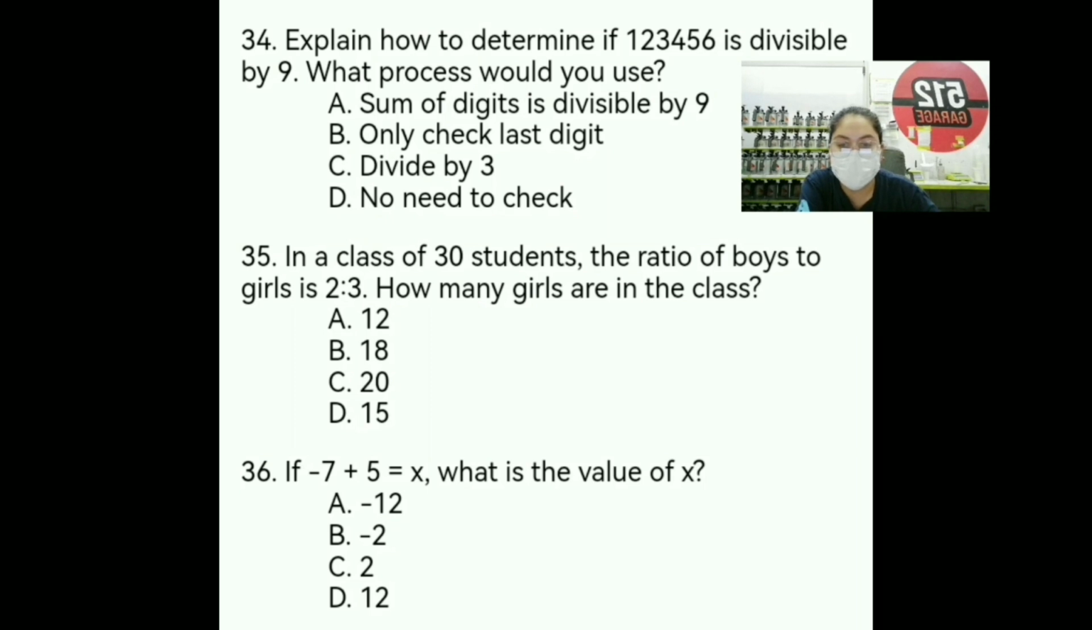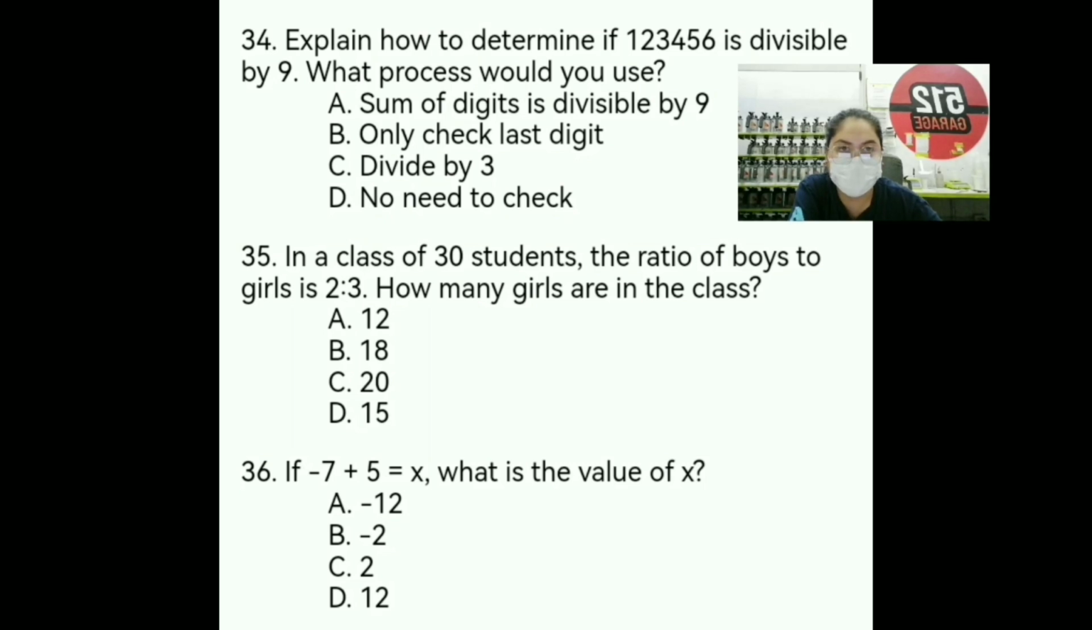In a ratio of 2:3 and a total of 30 students, the number of girls corresponds to 3 parts out of 5 total parts. Each part equals 6. So 3 times 6 equals 18. So 18 girls are in the class.